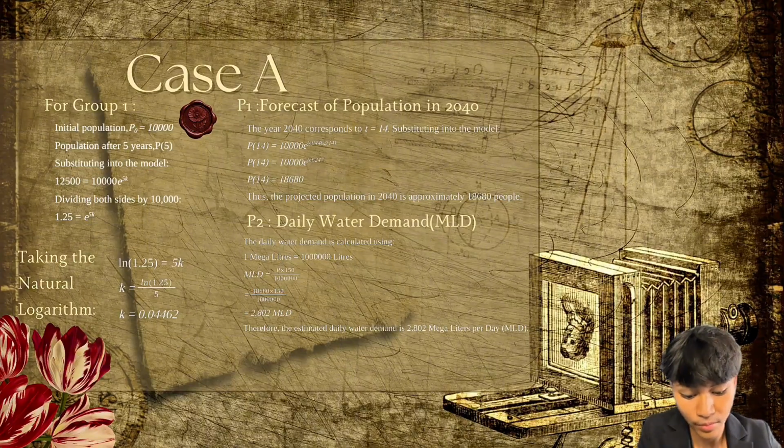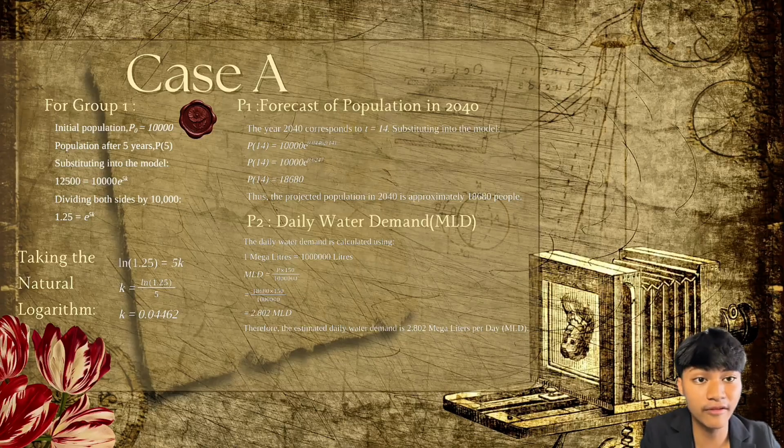For us, we are group 1 and we have been given an initial population P0 equals 10,000 and a population after 5 years of 12,500. For this part, we work as a team and find the calculation manually, but then later verify it using Excel calculation by Haziq, my group member.